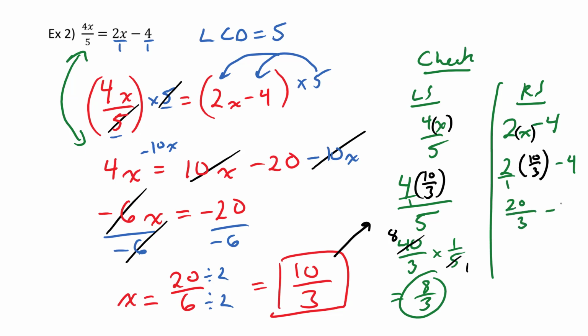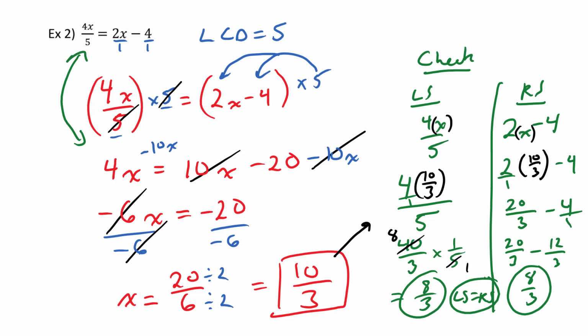20 over 3 minus 4. I've got to find a common denominator. 20 over 3 minus, this is 4 over 1. Lowest common denominator would be 3. This is 12 over 3. And when I solve that, I get 8 over 3. Left side equals right side. Therefore, I can be pretty sure that my correct answer is 10 over 3.